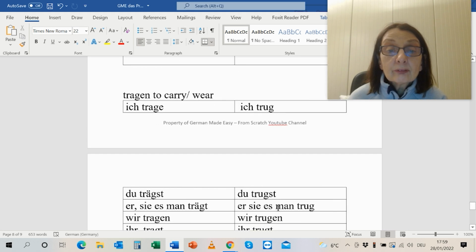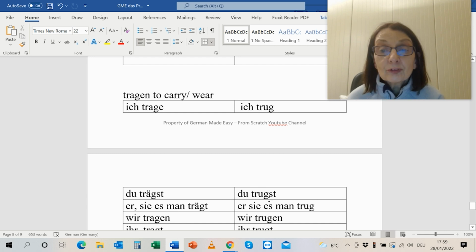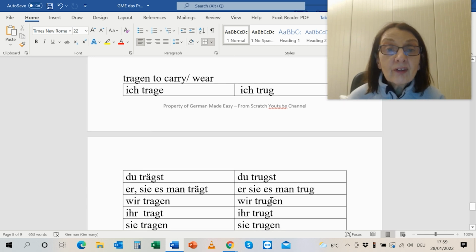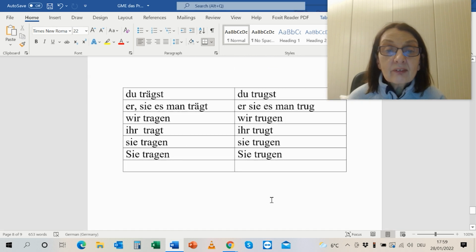Tragen. Now be very careful because this one here comes up so often in exams. Sie trägt, put that into the Präteritum, sie trug. Or you have sie trug, put that into the present tense, sie trägt. Very hard. And the same goes for fahren as well.